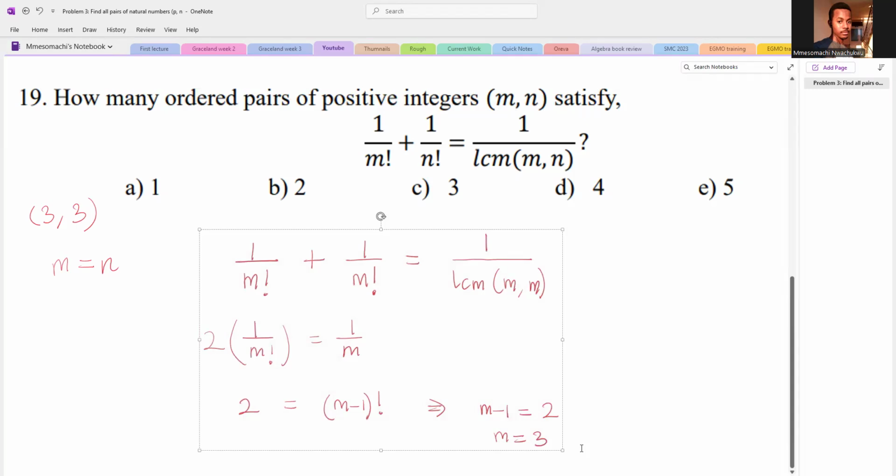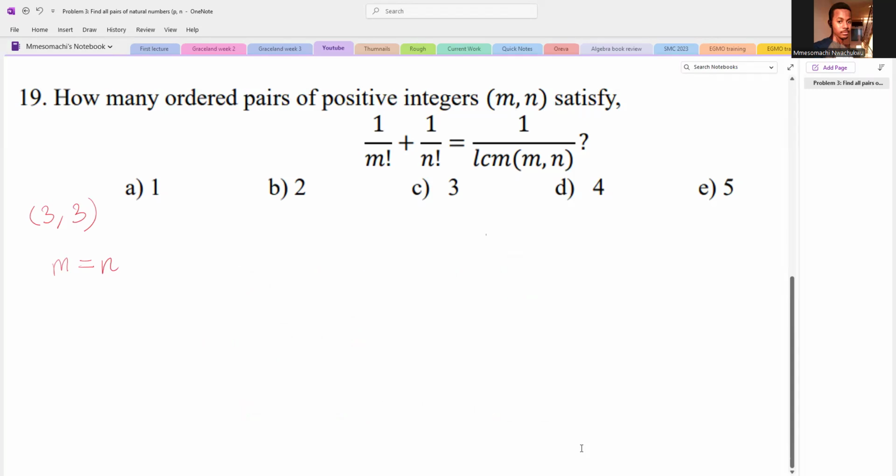So let me erase this. You can always pause the video to look at what we're doing. So how about the case when m is greater than n? When m is greater than n, we can say m equals n plus k, where k is greater than or equal to 1, since we're dealing with integers.